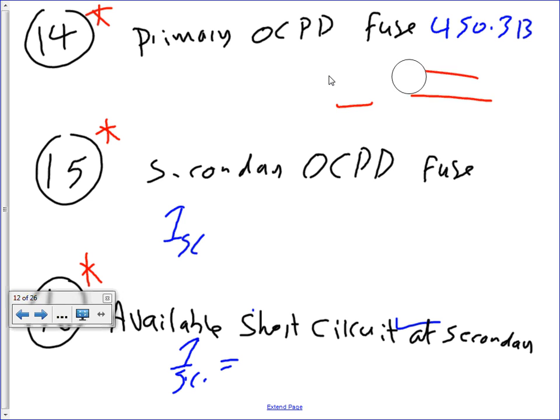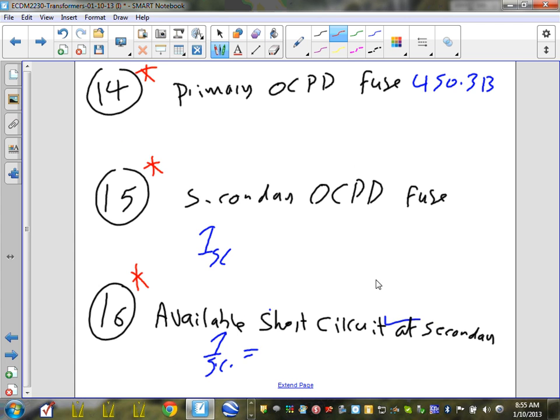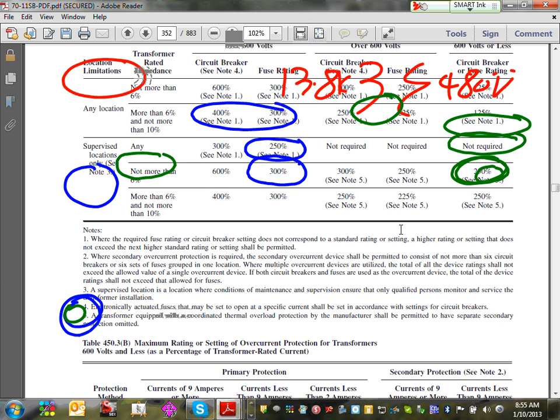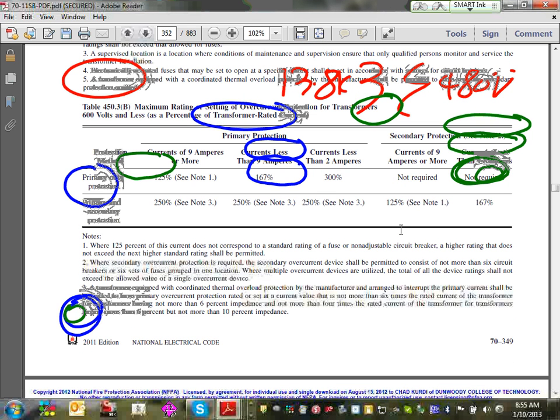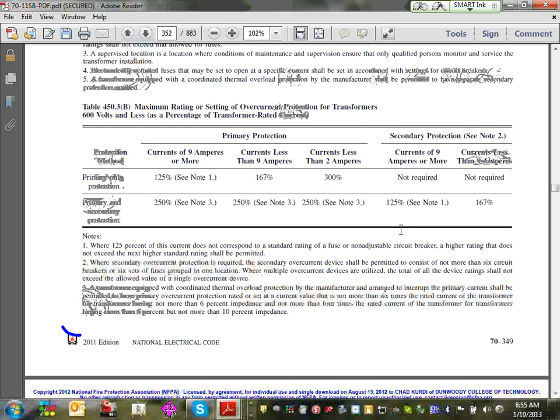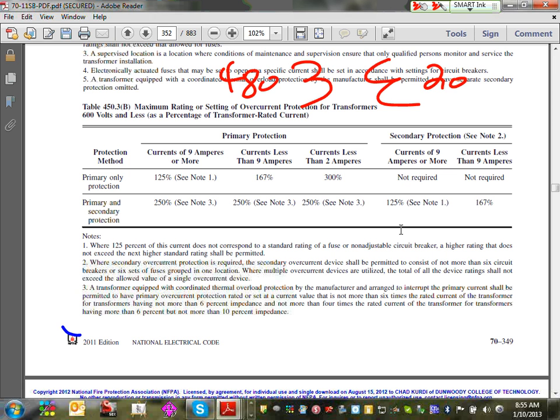Good point. The second step, guys, is I need to find the fuses. Both of these are low voltage, so if you remember, I have to go to this table this time because both of them are low voltage. Here's my transformer, 480 to 208/120. This is the table that I need.